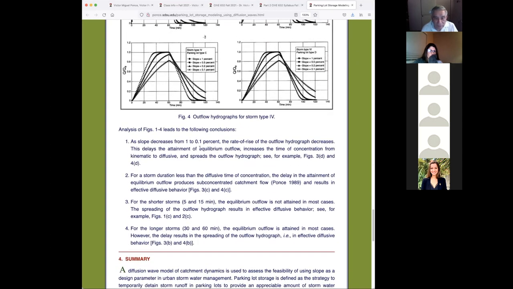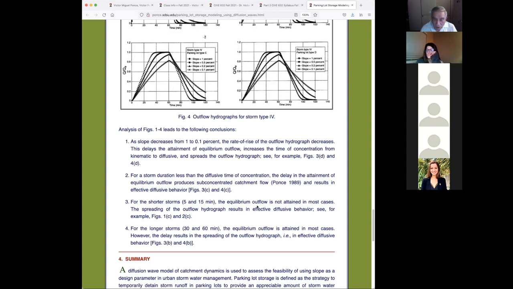As the slope decreases from 1 to 0.1%, the rate of rise of the outflow hydrograph decreases, right? This is the rate of rise over here. Delaying the attainment of equilibrium, increasing the time of concentration from kinematic to diffusive, and spreading the outflow hydrograph. See, for instance, for a storm duration less than the diffusive time of concentration, the delay in the attainment of equilibrium produces subconcentrated catchment flow. It results in effective diffusive behavior. So we got diffusive behavior here because the slope is producing the diffusion behavior in the watershed.